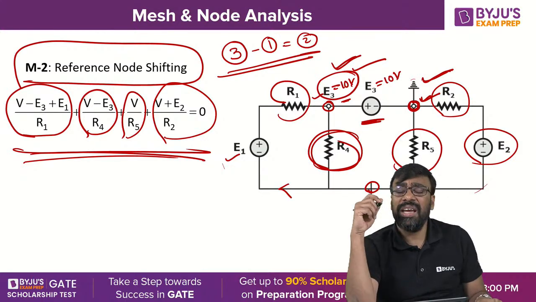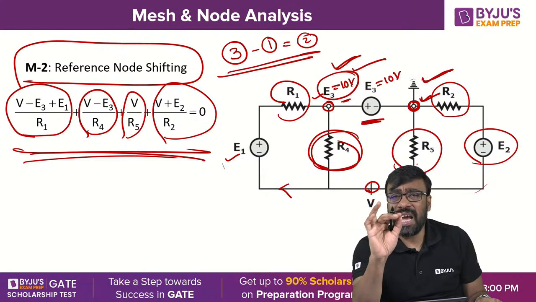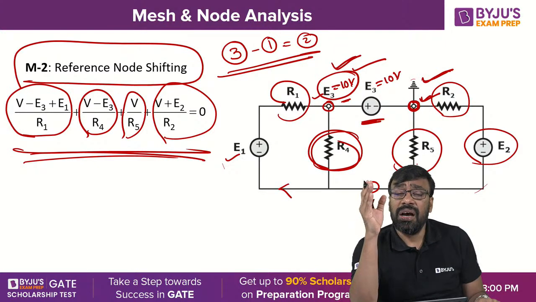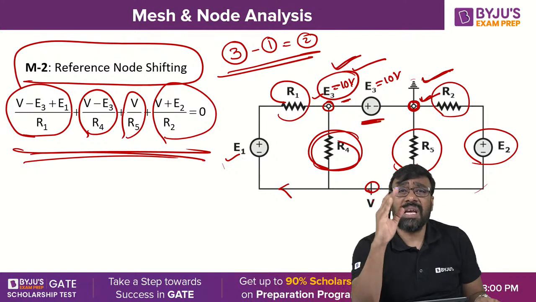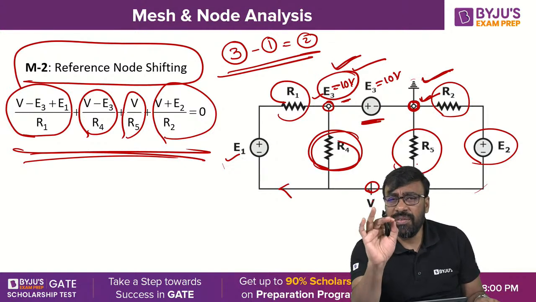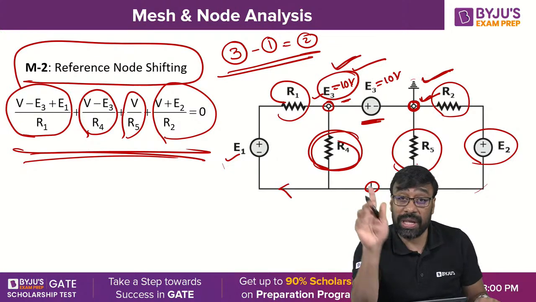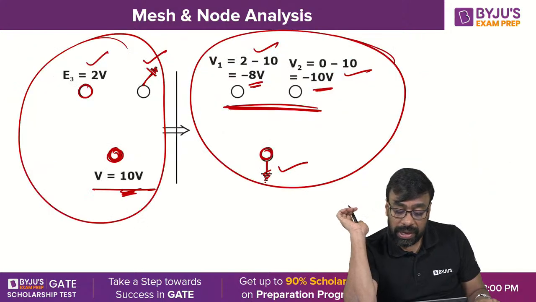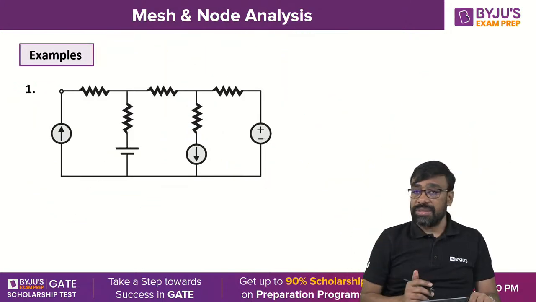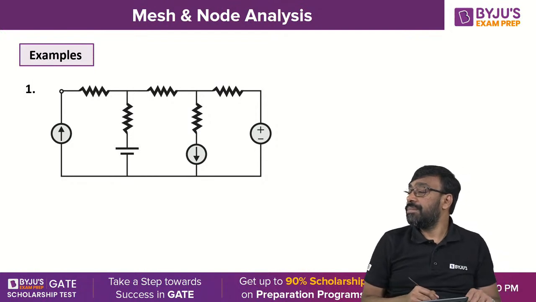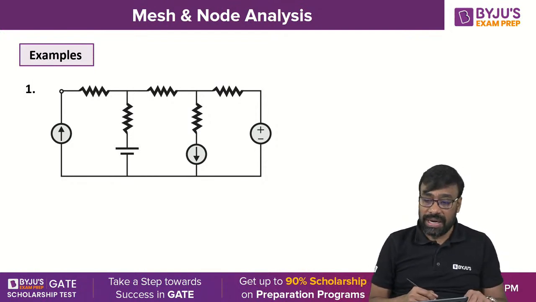Usually, 99% of the problems can be solved with node analysis. And out of that, most of the problems can be solved by eliminating supernode analysis. Very few are cases where you cannot avoid or escape from the supernode. I'll tell you that. That is why I explained the supernode analysis also. Okay? Yes. Let us see examples now. Then you will understand.